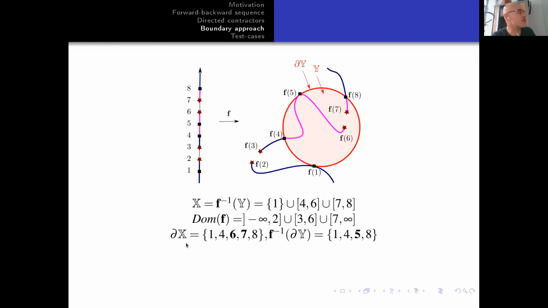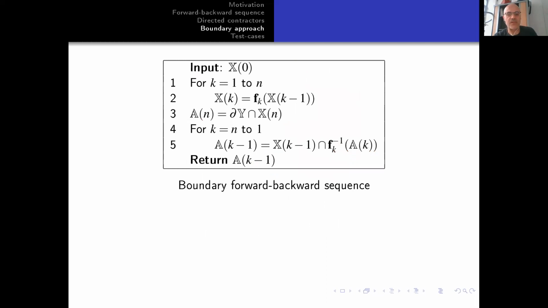And I can see here that the boundary of X, like this, is not included in the inverse of the boundary of Y due to the fact that I have some points that have no images. Probably this picture illustrates the problem we may find when we deal with the boundaries. Okay, so let me continue.